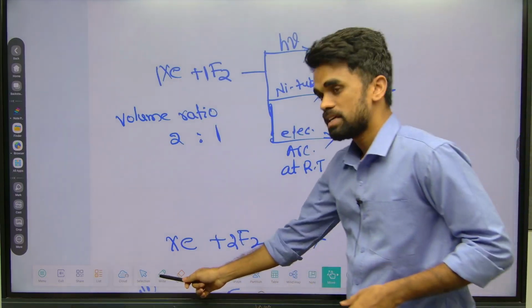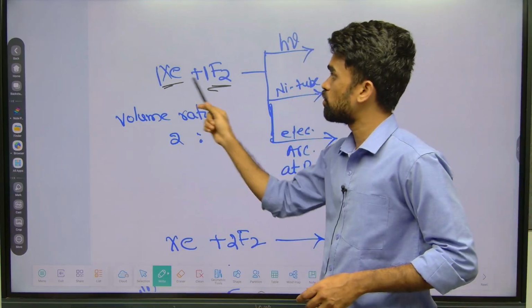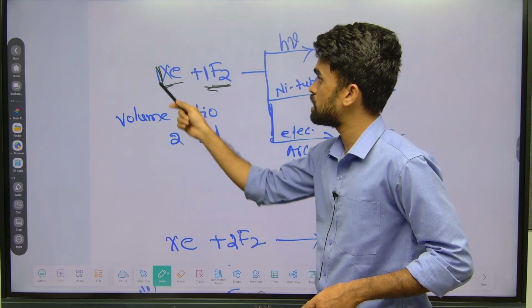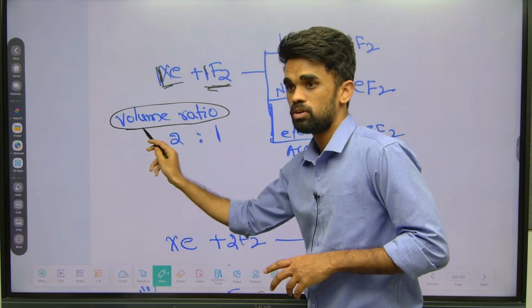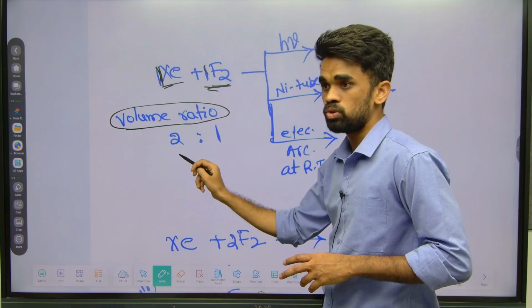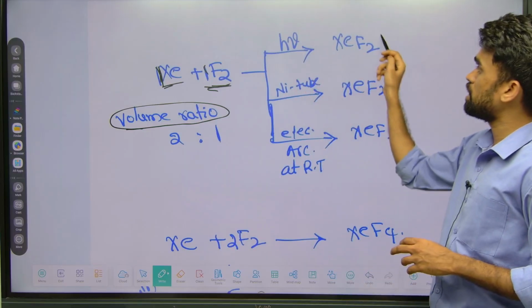Next, the xenon fluorine reaction. These compounds are important. Here the mole ratio is 1:1, but how should you take the volume ratio? 2:1. So xenon has 2 volumes and fluorine has 1 volume. The product will be these things.